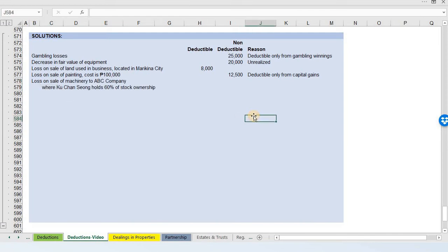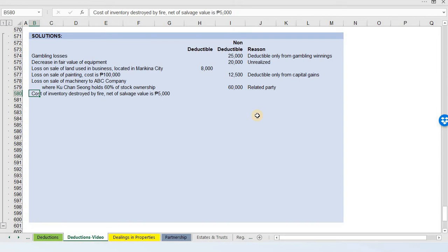The next is the loss on sale of machinery to ABC Company, where Kuchan Song holds 60% of stock ownership. So which means that Kuchan Song has control over ABC Company, and it means that ABC Company is a related party. Again, following the related party rule, any bad debts, interest expense, and losses with a related party is a non-deductible expense. So that is why the loss of 60,000 is non-deductible, because it fails to comply with the related party rule.